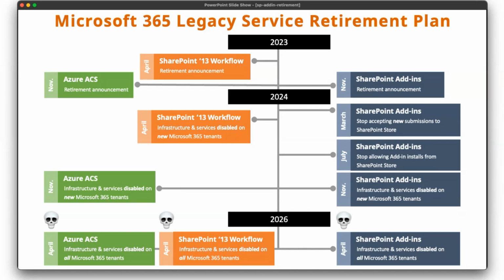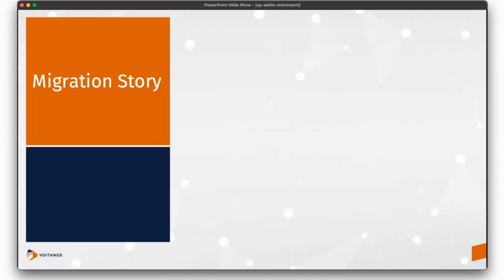Then the next big milestone is in April of 2026, so about a year and a half later. In April of 2026, that's when the hammer comes down on all three of these services. Workflows stop working, Azure ACS stops working, and SharePoint Add-ins stop working. So before you freak out and say, oh my God, what am I going to do when this happens? Let me start talking through some of this stuff.